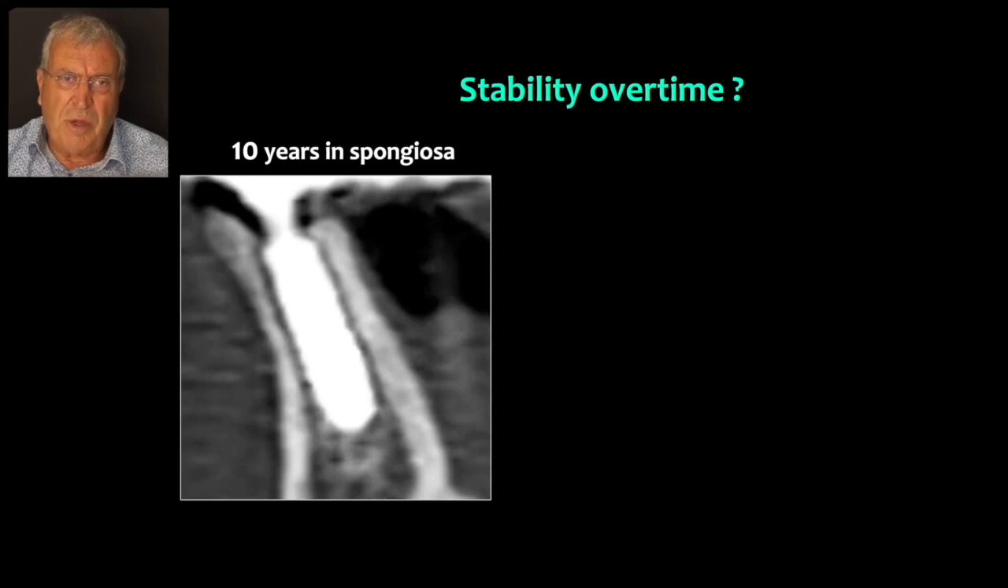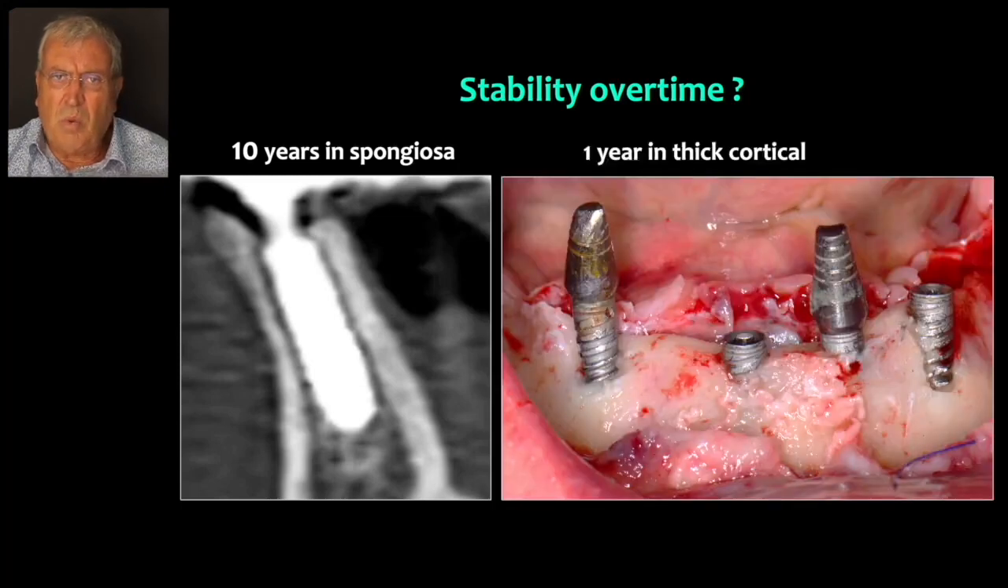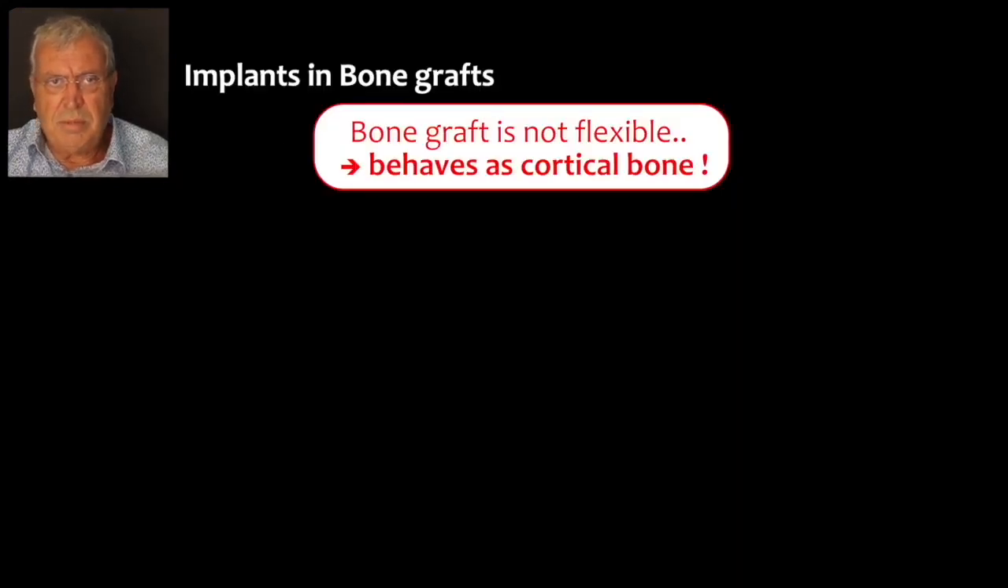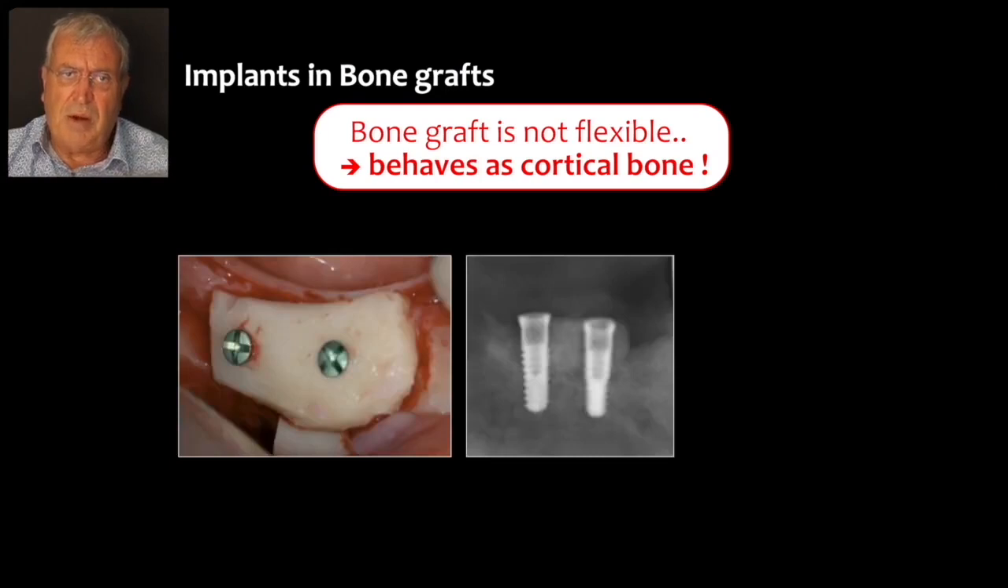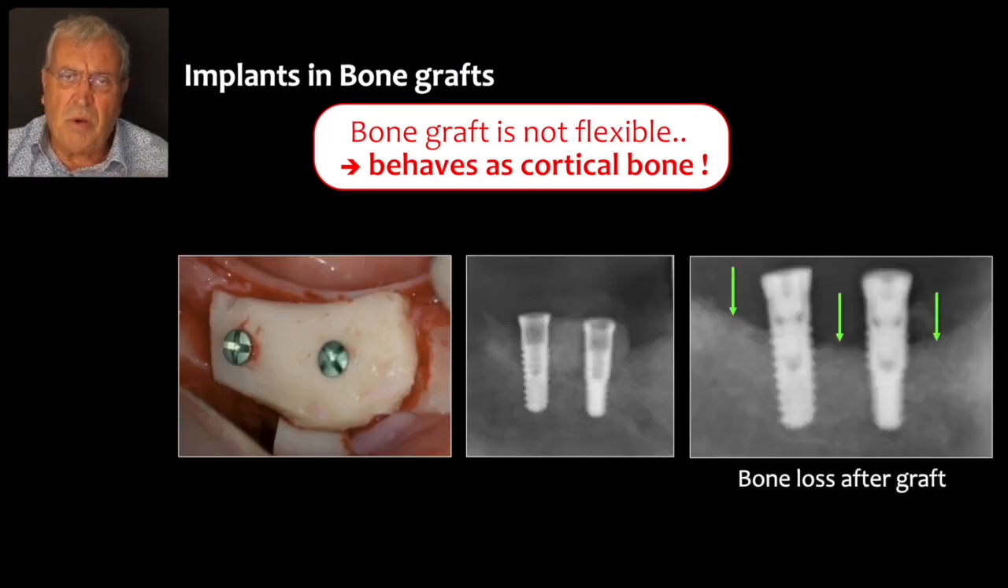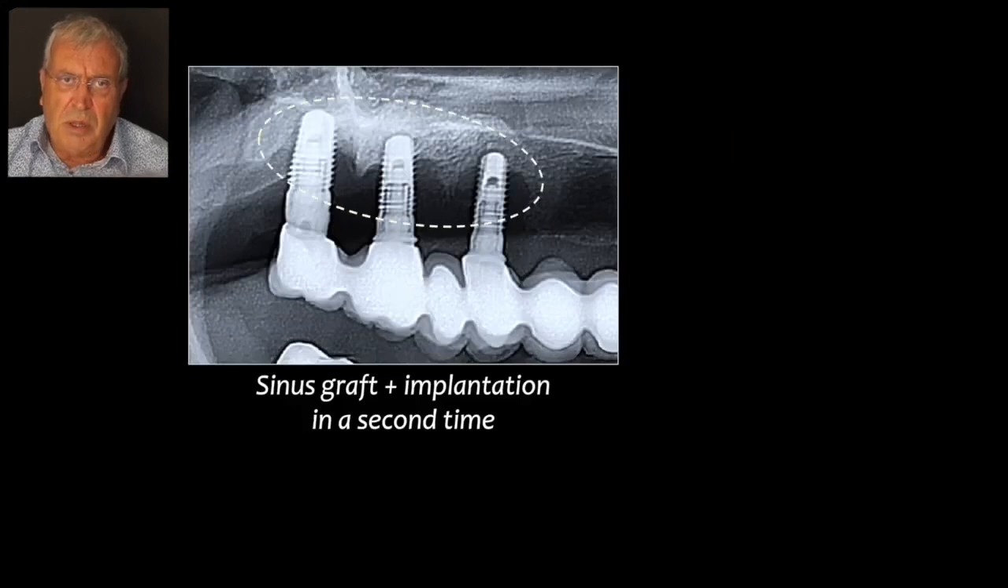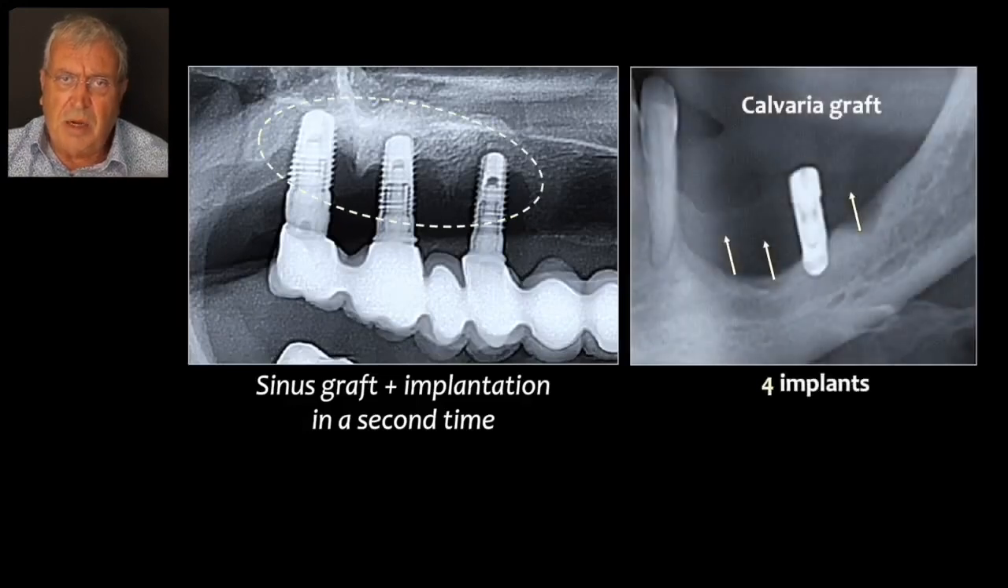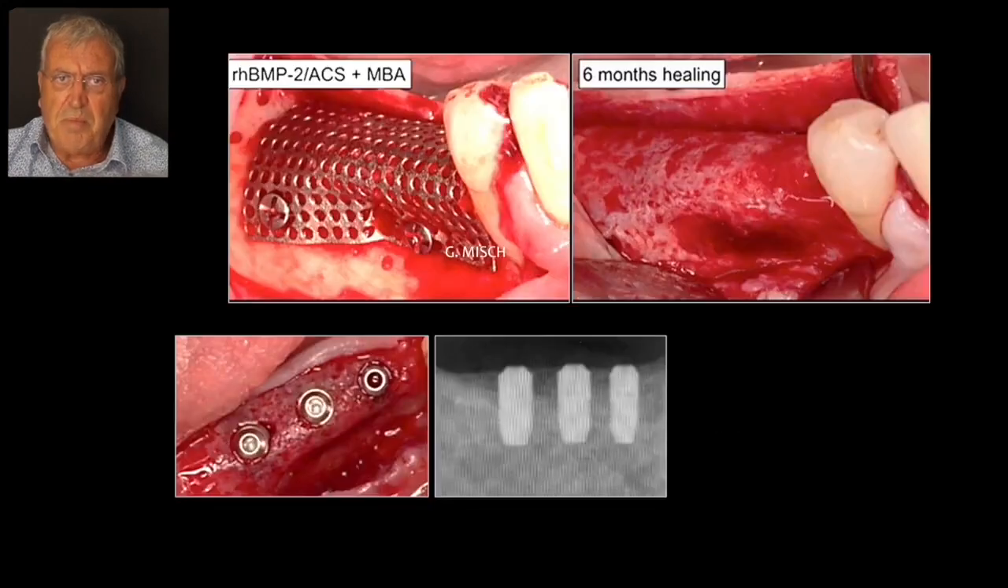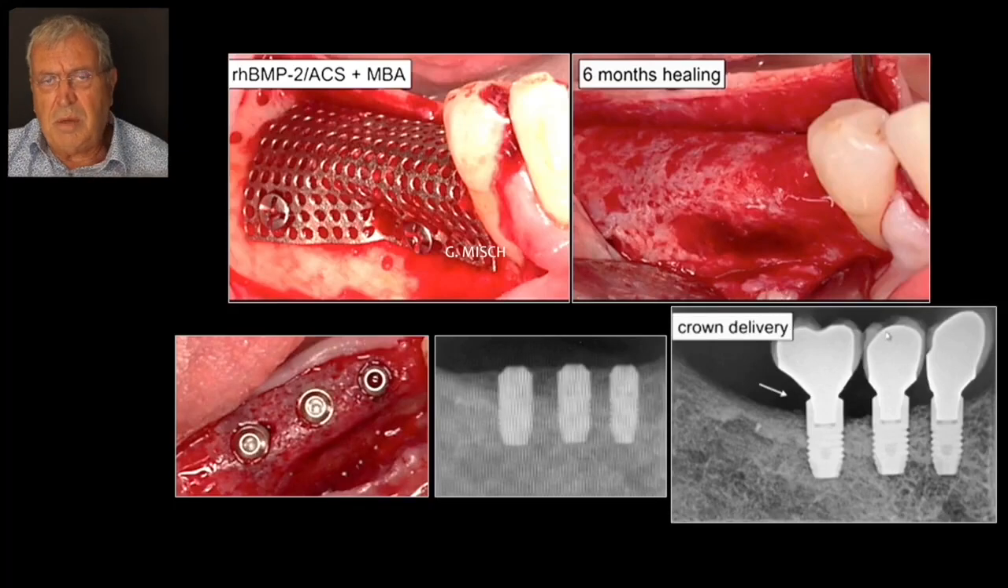10 years after implantation in spongiosa, there is no reason to lose the implant and the bone. 1 year in cortical, and you can see the disaster. We say that bone graft is not flexible, and then we need to take care. If we place the implant with torque, we will lose the bone. Into the sinus, the same. In calvaria bone, the same. After using BMP2, the same.